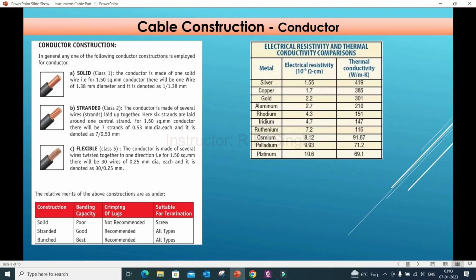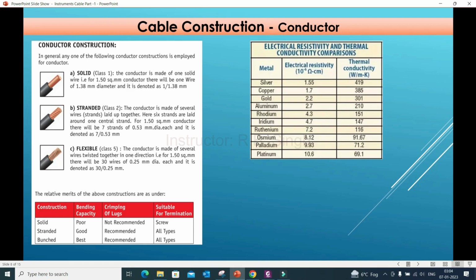So for a 1.5 square mm conductor, there will be 7 strands of 0.53 mm diameter each, and it is denoted as 7 by 0.53 mm. And class 5 is flexible wire. The conductor is made of several strands twisted together in one direction. So basically that is 1.5 square mm.